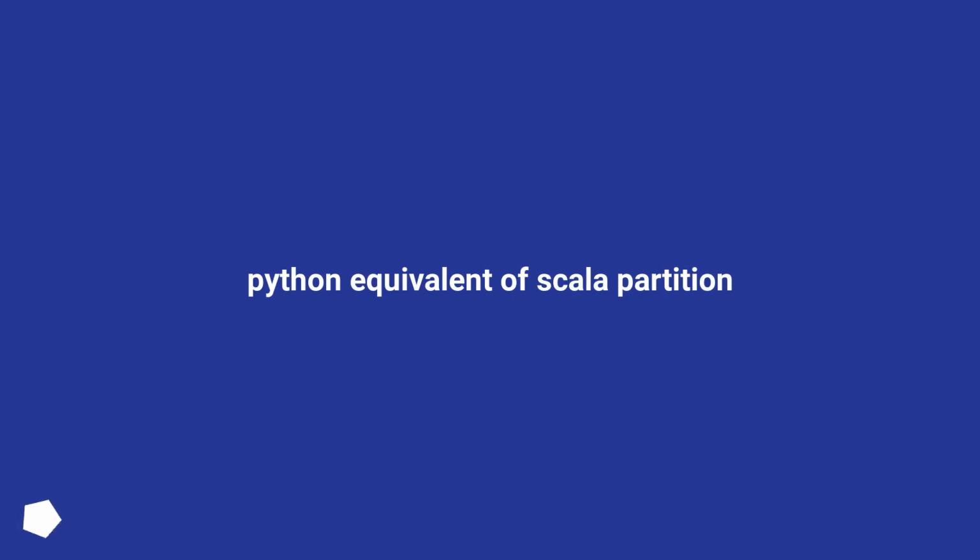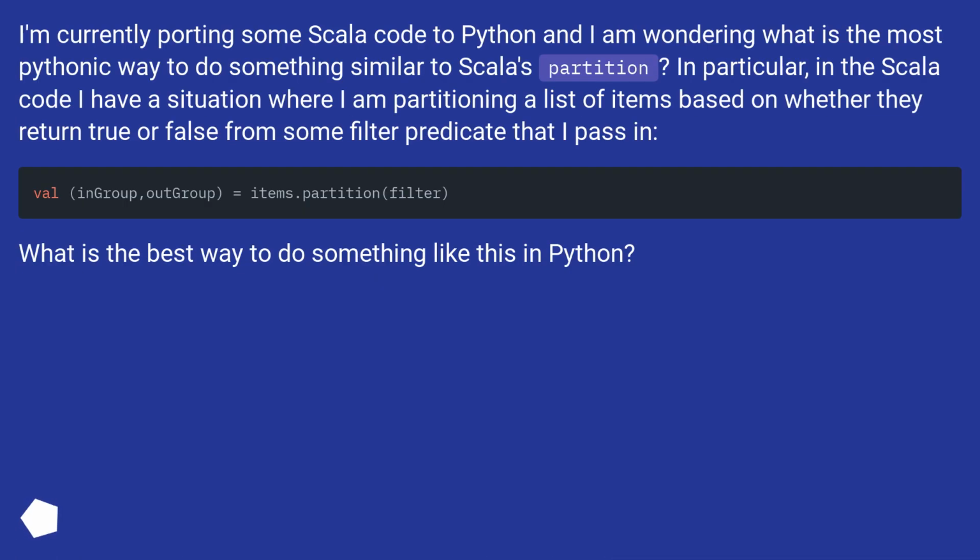Python equivalent of Scala partition. I'm currently porting some Scala code to Python, and I am wondering what is the most Pythonic way to do something similar to Scala's partition. In particular, in the Scala code I have a situation where I am partitioning a list of items based on whether they return true or false from some filter predicate that I pass in. What is the best way to do something like this in Python?